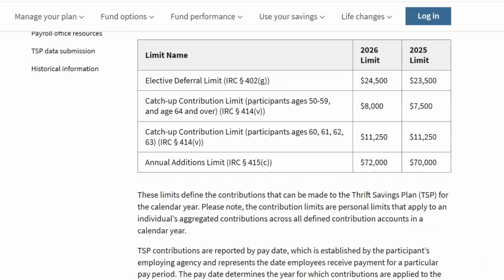So for anybody who is in the government under age 50, they can contribute up to the elective deferral amount of $24,500. If they were to do that and break it down per pay period, that would be $942.31. That's the maximum per pay period they should be contributing if any employee is under the age of 50. And if they contribute that amount, obviously they'll get the 5% match and they won't miss out on any matching at the end of the year.